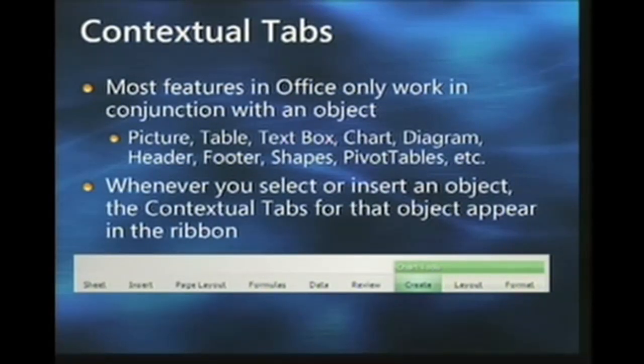I remember thinking, I don't think there's a UI that can hold 1,500 features. We're going to have to break it up. And then we started to look at what they were. What were all of these different features? Well, it turns out that a huge number of them are only possible to use in conjunction with an object.